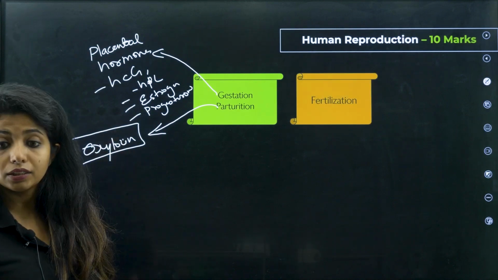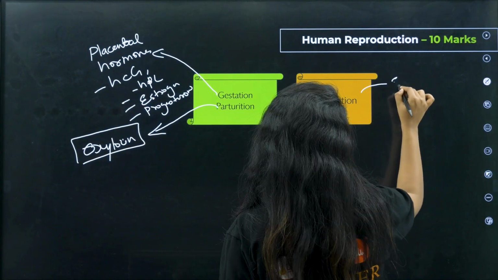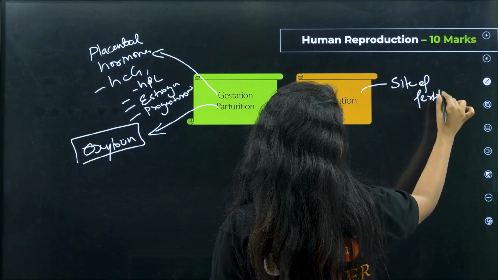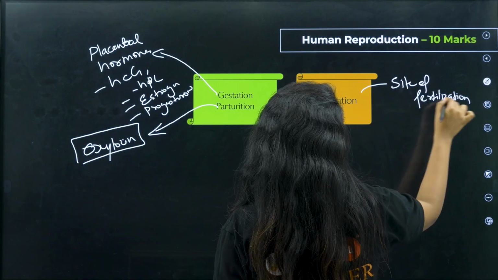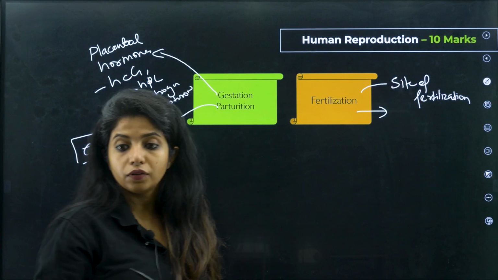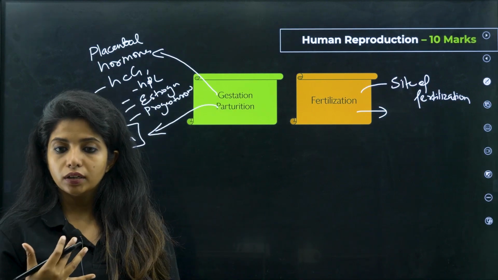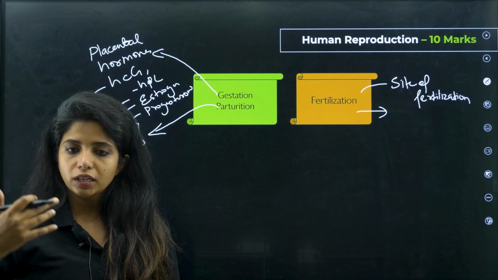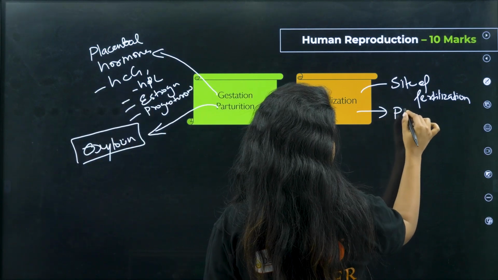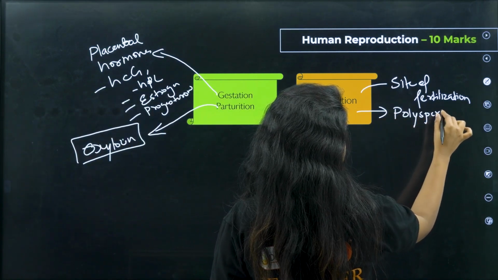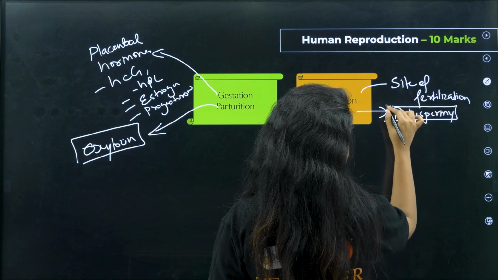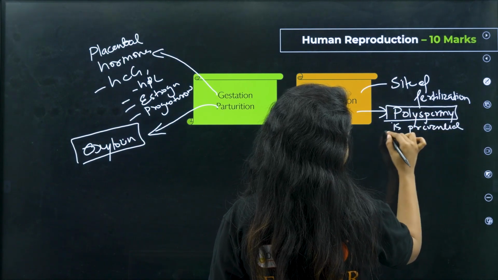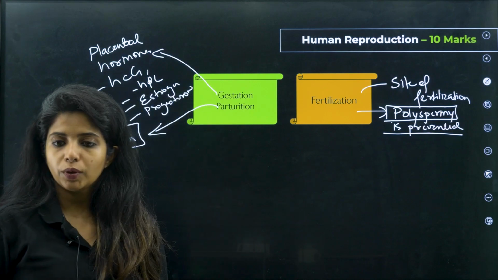Going ahead, we have fertilization. The site of fertilization is important. Where does fertilization occur, children? Ampulla. Or what changes happen in fertilization, what processes are involved, and how does the ovum block the entry of many sperms. This is known as polyspermy. How is polyspermy prevented? That is also a question that could come. So you should be knowing about that.